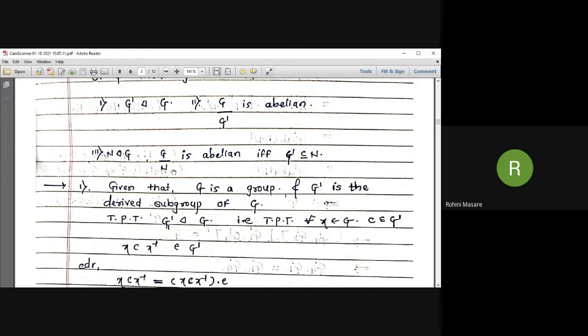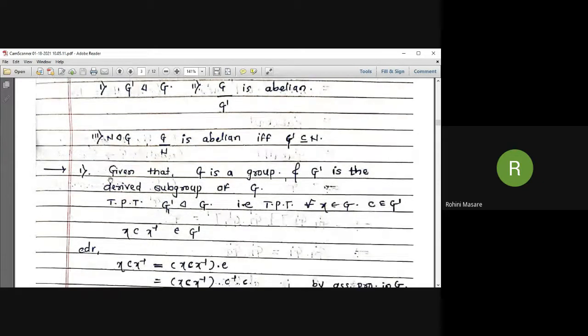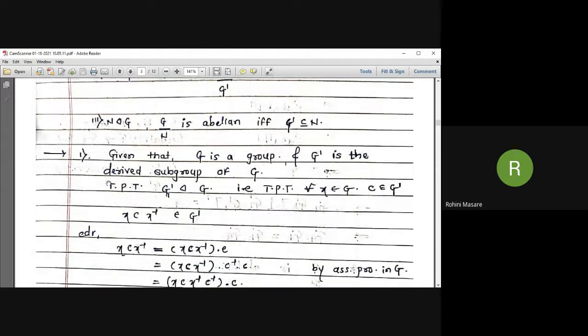Let's see the proof of the first statement. Given that G is a group and G dash is the derived subgroup of G, we have to prove that G dash is normal in G. So what do we have to prove? Take any element x belongs to G and c belongs to G dash. Then x c x inverse belongs to G dash.